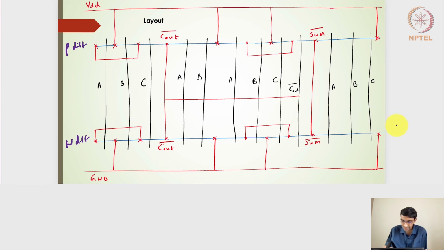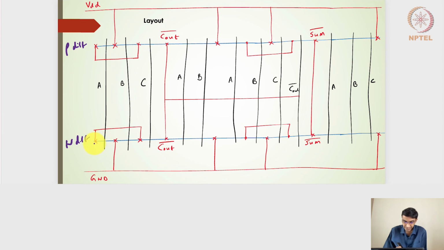So let me have a look at the N diffusion, and then the P diffusion will be nothing but the similar thing, similar connections. The only thing is the connections will be to the VDD rail, and here it will be towards the ground rail. Right, so looking into the N diffusion lines here, if I have A and B polysilicon, on one side it gets connected to the ground, both A and B transistors. On the other side it gets connected to the C transistor.